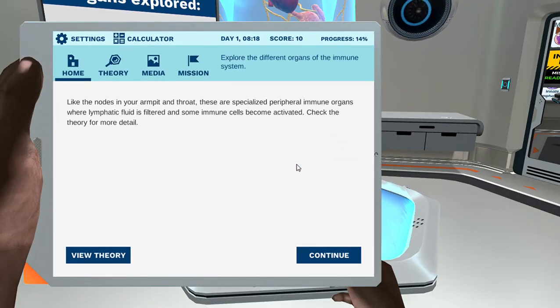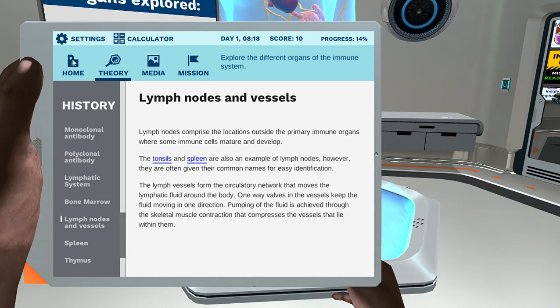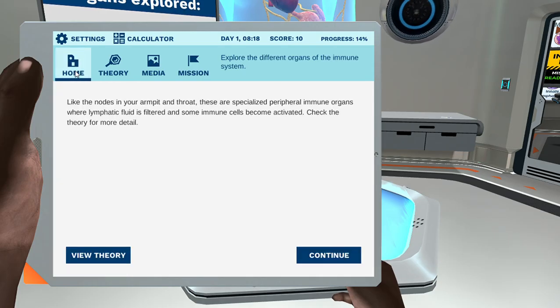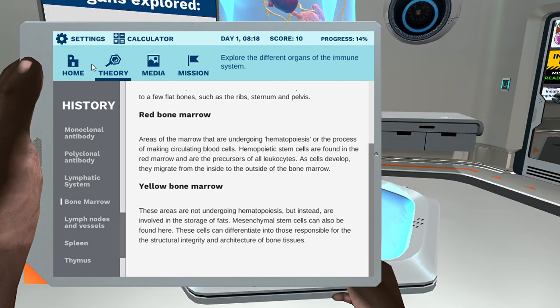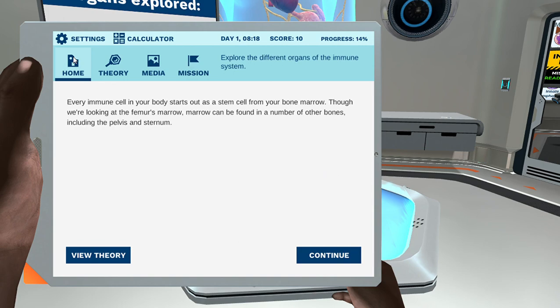Like the nodes in your armpit and throat, these are specialized peripheral immune organs where lymphatic fluid is filtered and some immune cells become activated. Every immune cell in your body starts out as a stem cell from your bone marrow. Though we're looking at the femur's marrow, marrow can be found in a number of other bones, including the pelvis and sternum.